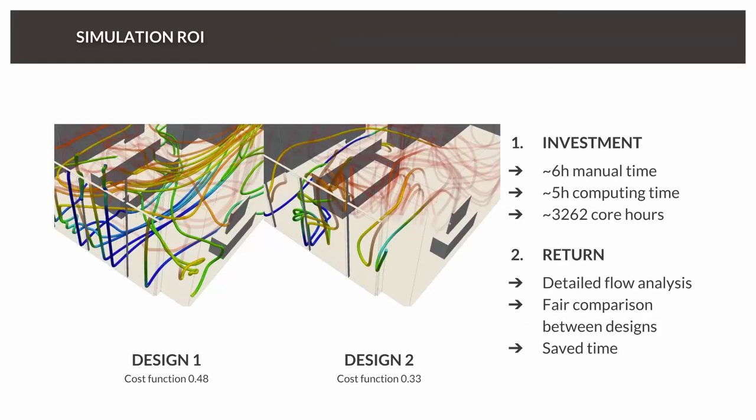And now if we take a look at the final results and compare them. So we invested 6 hours of manual time for preparing the simulation and the geometries. It took us 5 hours of computing time to calculate the simulation results. And in detail, we received detailed flow analysis for both scenarios. And we had a fair comparison between design decisions. And at the end of the day, we identified the best solution, which is design 2 at scenario 6. And this is an overall saving of 50% of energy.